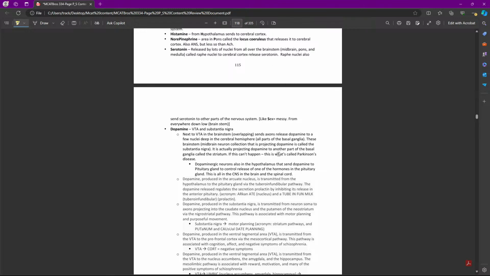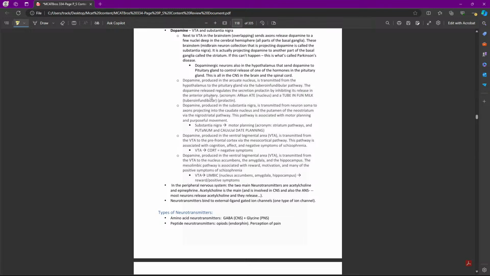Dopaminergic neurons in the hypothalamus also send dopamine to the pituitary to secrete other hormones. Dopamine produced in the nucleus is transmitted from the hypothalamus through this pathway. Not as necessary, but it promotes secretion of prolactin. Okay, motor planning and purpose. So generally it's used for activation of motor pathways, other hormone regulation, and reward system pathways.